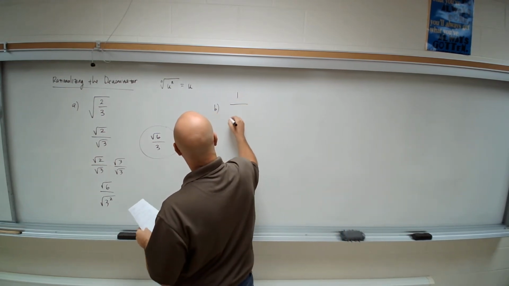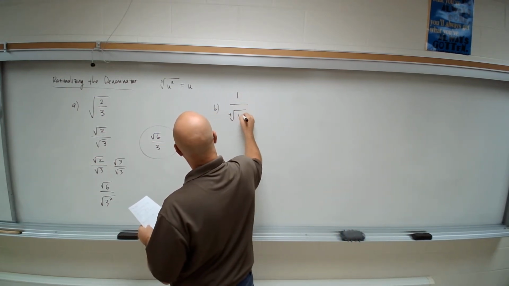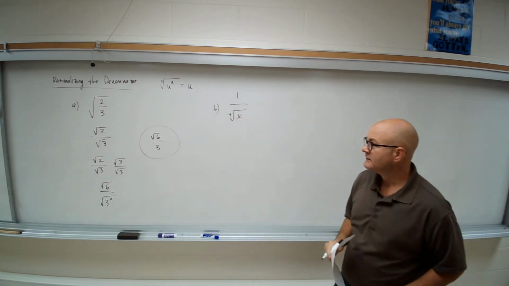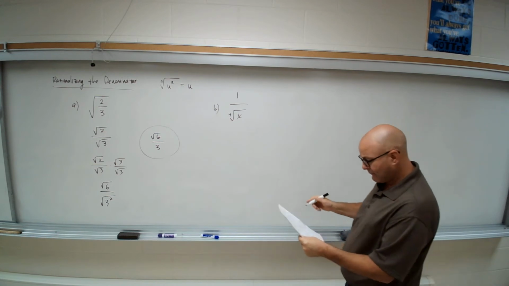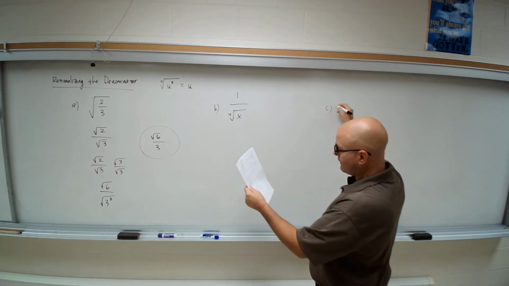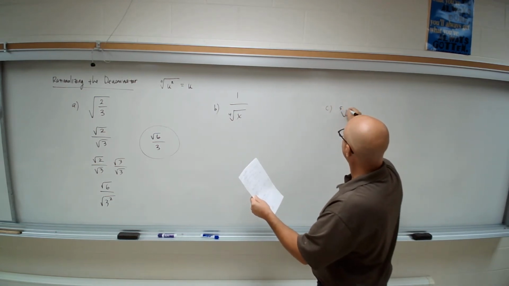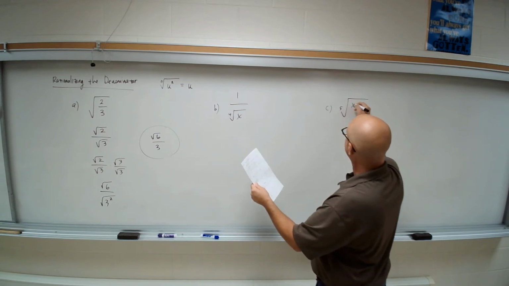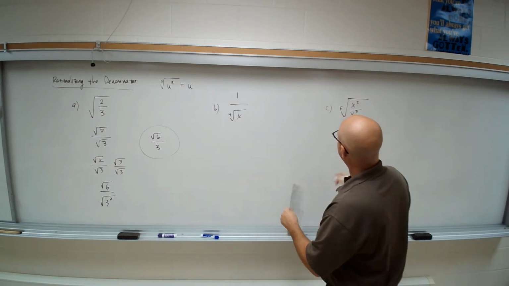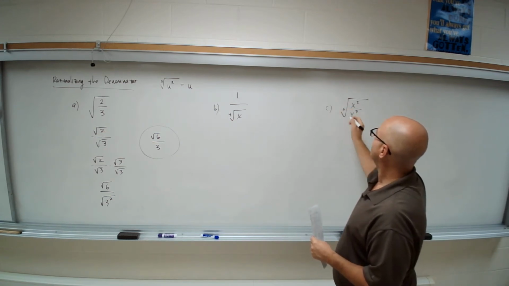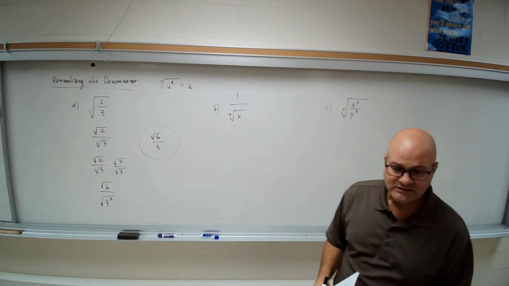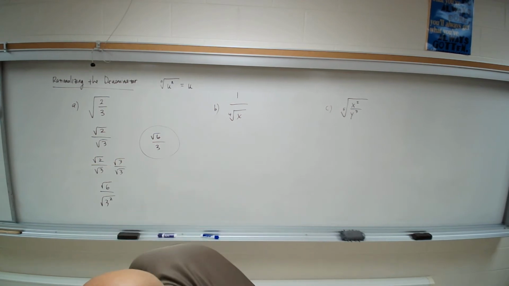Here's 1 over the 4th root of x. So a similar type of problem. If you want to here, go ahead and try that one. And then let's go ahead and try the 5th root of x squared over y cubed. That's not a very good 5. Okay, so if you want to, just try those, and we'll come back together and look at those.